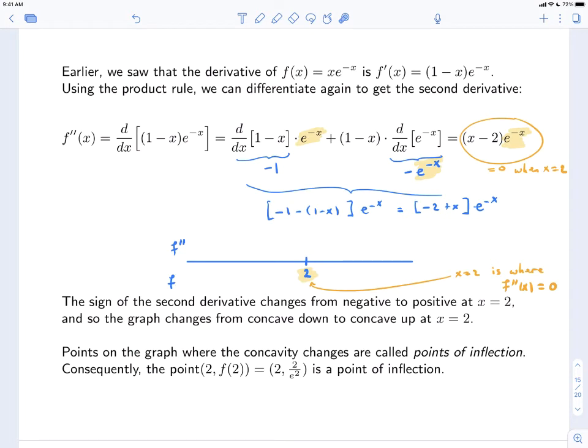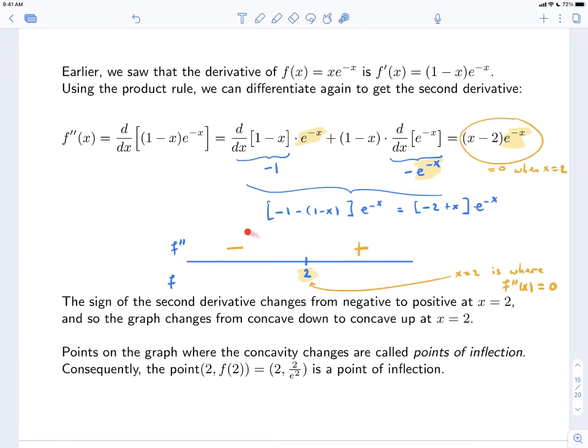And then you're just going to check the sign to the left and to the right. Now, e to the negative x, that's always positive. E to the anything is positive. So you're just looking at this x minus 2. So if, for example, you plug in x equals 0, that's going to give you a negative number. So to the left of 2, you're going to get something which is negative. And to the right, if you plug in something bigger than 2, like 3, then 3 minus 2 is 1. So that's positive, so you end up with something positive.